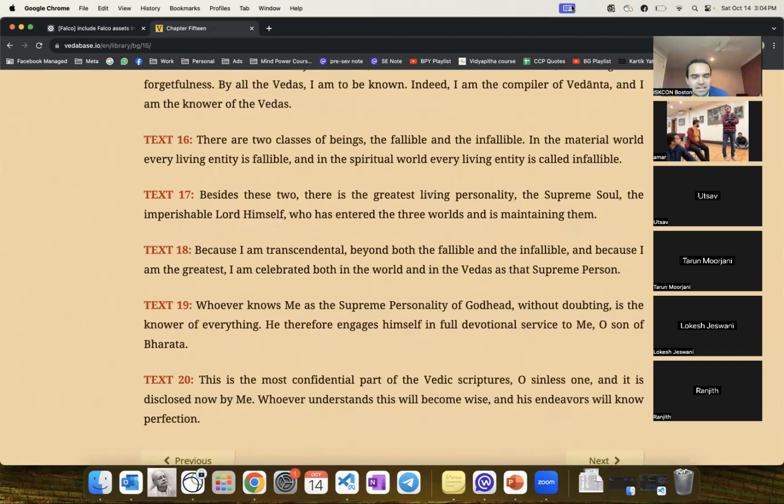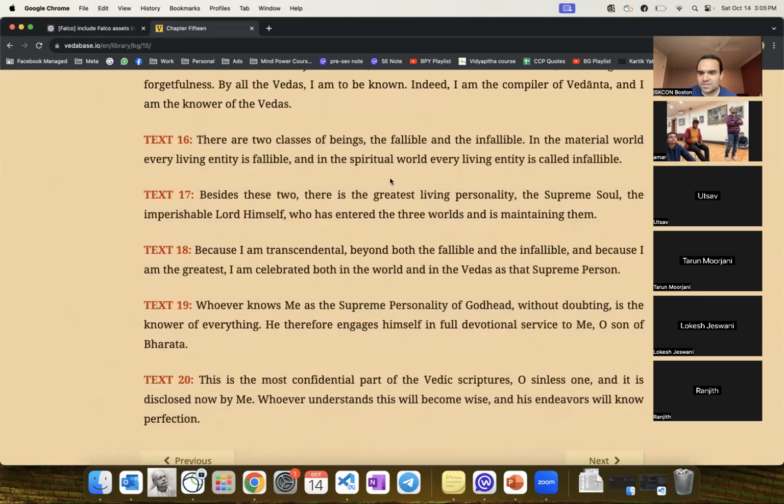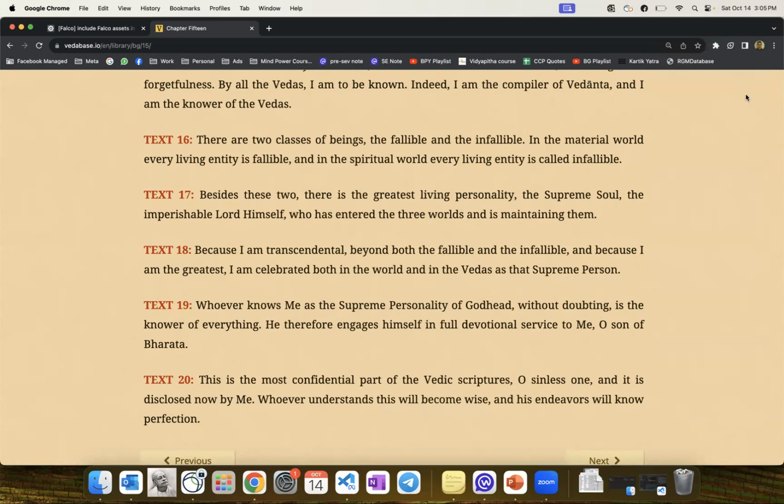Okay. While I connect my charger, could someone read these last 5 verses of chapter 15? One verse at a time. Someone can read verse 16, then someone else verse 17. Amar Prabhu, would you like to start with verse 16? Classes of beings, the fallible and infallible. In the material world, every living entity is fallible, and in the spiritual world, every living entity is infallible.